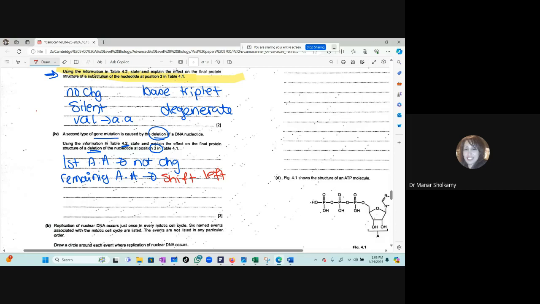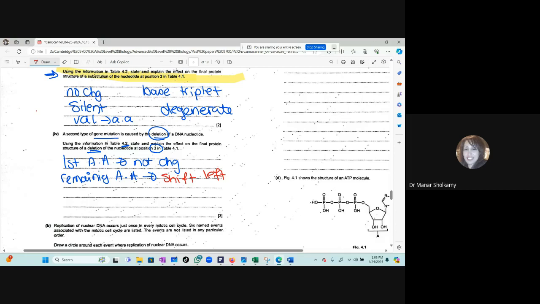Will the final protein change or will it remain the same? Yes, Farouk, will the final protein be the same or will we create a different protein? No, it will be a different protein. Yes. Please don't forget to mention everything.